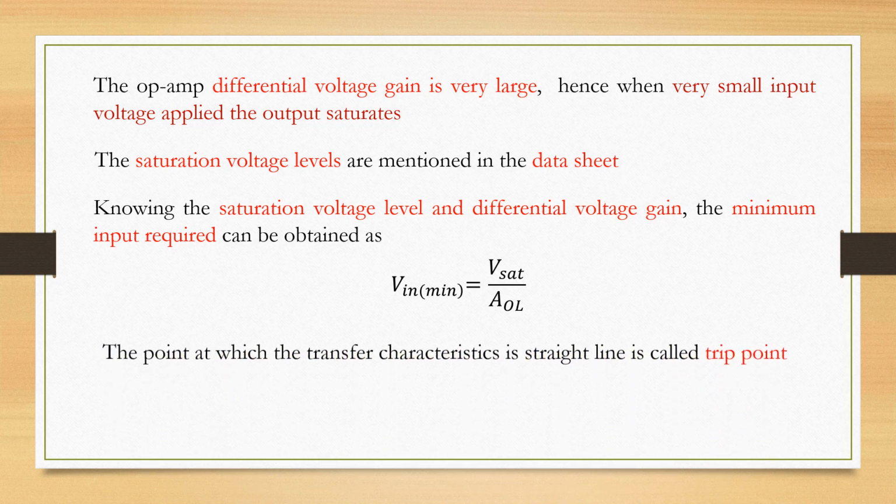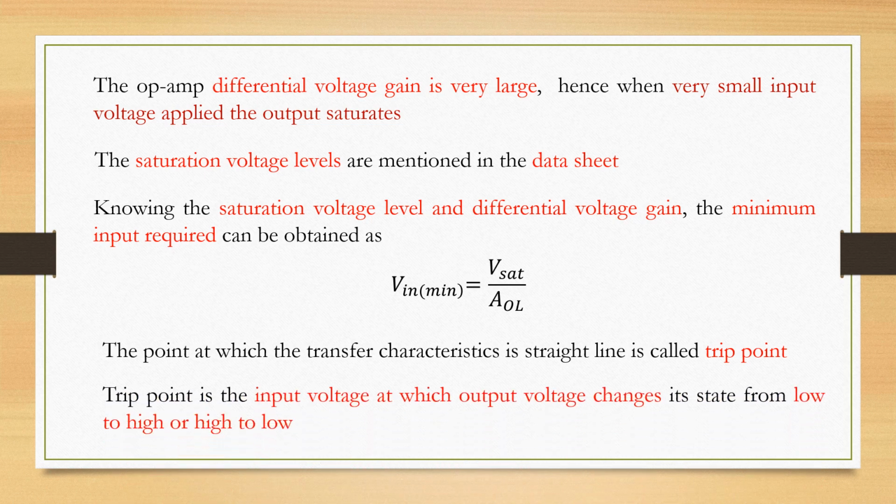The point at which the transfer characteristic stops being a straight line is called a trip point, which we can see in the curve of V naught versus V in, which we call the transfer curve. Up to that straight line it is linear. After that, a trip point occurs. The trip point is the input voltage at which the output voltage changes its state from low to high or high to low, so either of the two.